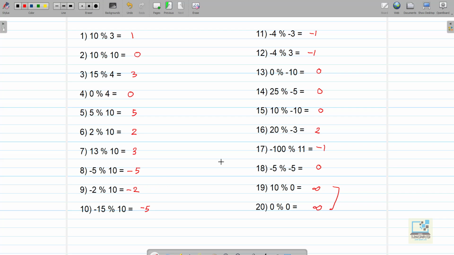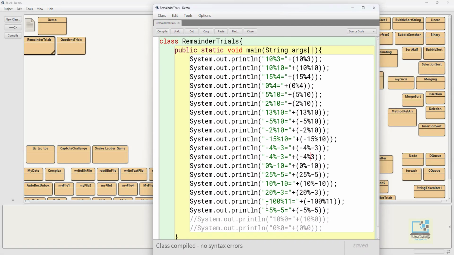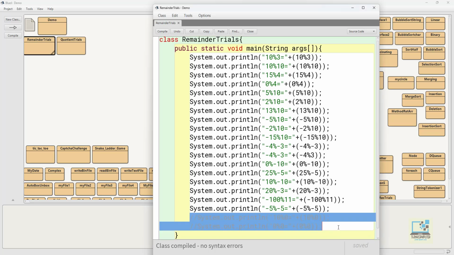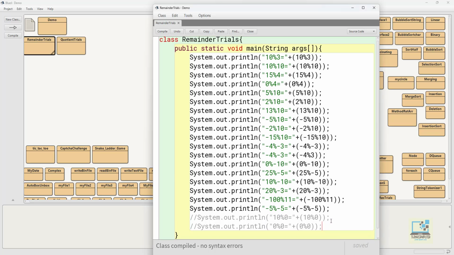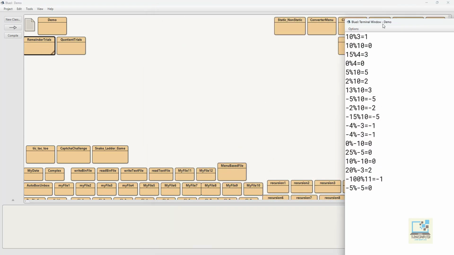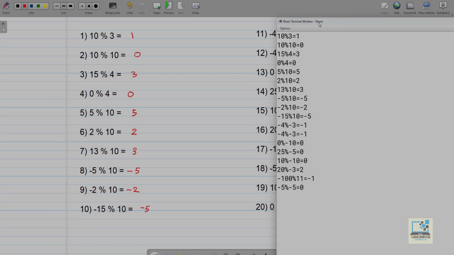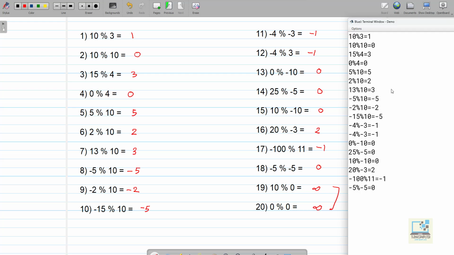I have already typed these examples in BlueJ. I'm going to show you right now. So here you can see all the examples which I explained, except the last two examples which I have commented out because these will create a runtime error. I'm going to execute this code and show you the output. So here is the output. Let's see it side by side with my examples. You can see side by side all the values which I have calculated and all the answers which we are getting on the computer screen.